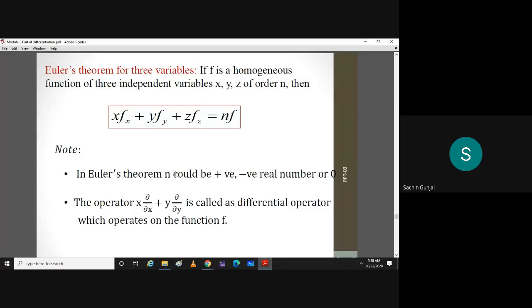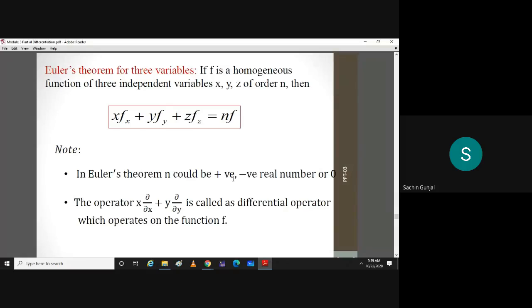Now as I said, this n can be any number. It can be a positive number, negative number, or 0. Not only integers, it can be a rational number. It can be irrational as well. So n can be anything in case of Euler's theorem.